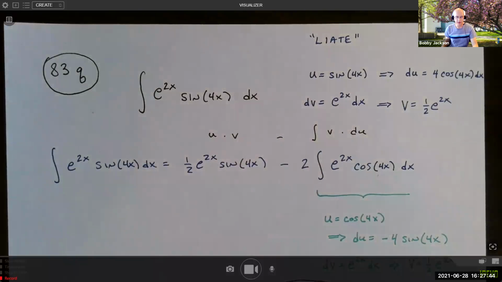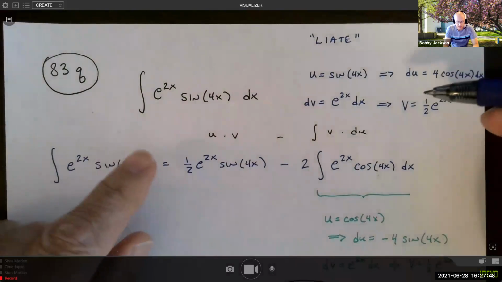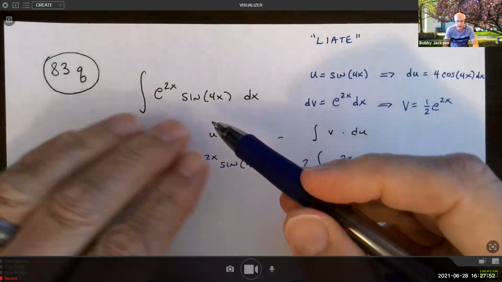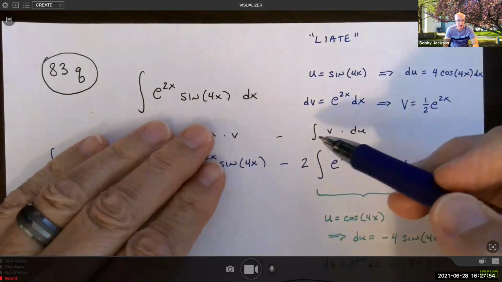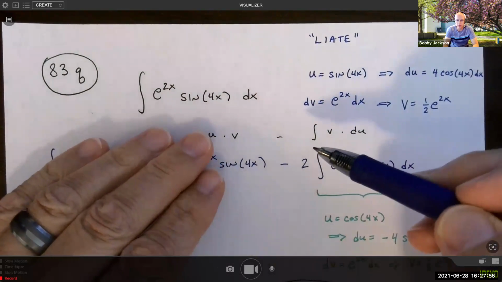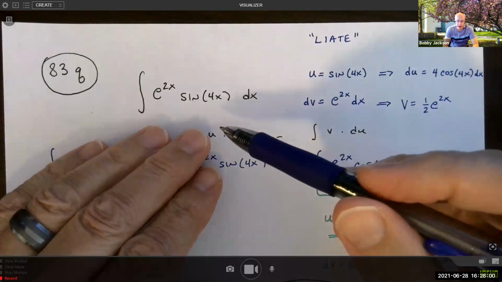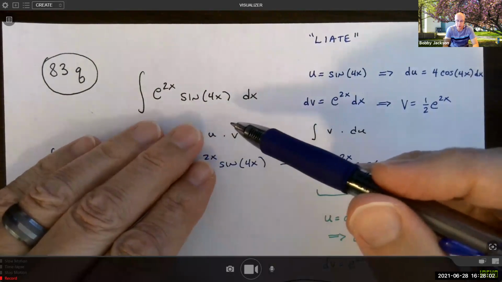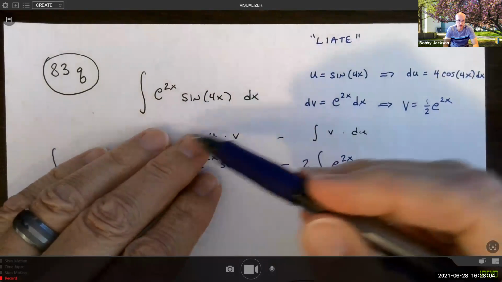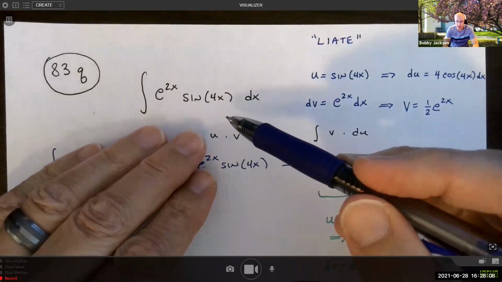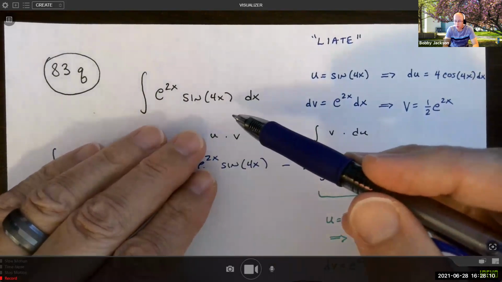So let's look at 83Q, integration by parts. This one's a little bit different than integration by parts, where we get a simpler integral. We'll see that we don't get a simpler integral. We get one that is basically the same level of difficulty. But what happens is by using integration by parts twice, we get back to this original integral, and we can then solve for this integral by solving like an equation.